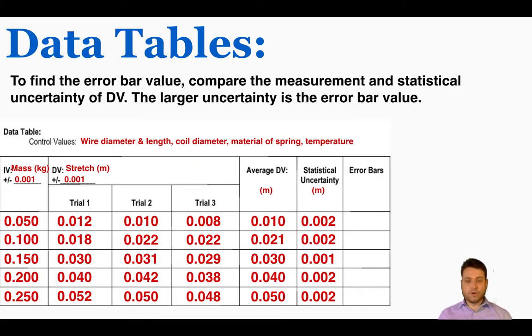So in that first row, I can see that the statistical uncertainty is 0.002 and the measurement uncertainty back in my DV box is 0.001. So statistical uncertainty is bigger. So that's what I would record in my error bar value for the first box. And here the statistical uncertainty is always bigger than or equal to the measurement uncertainty. That's just a coincidence for this lab. So I would record those values specifically. I just compare statistical to measurement and see which one's bigger.